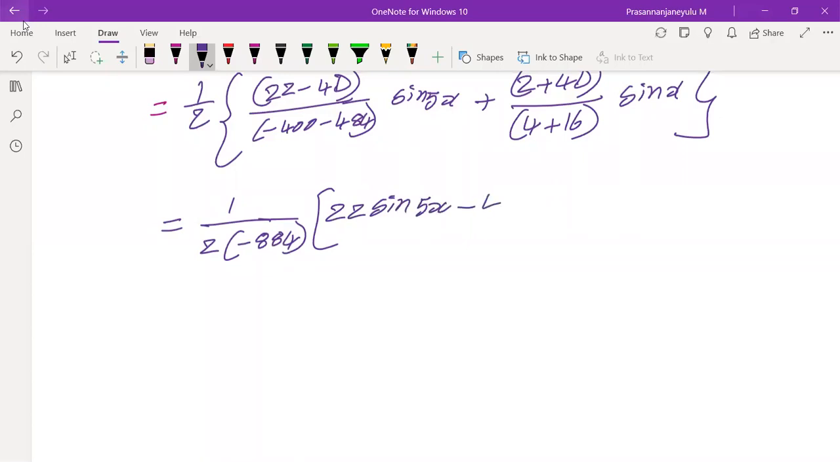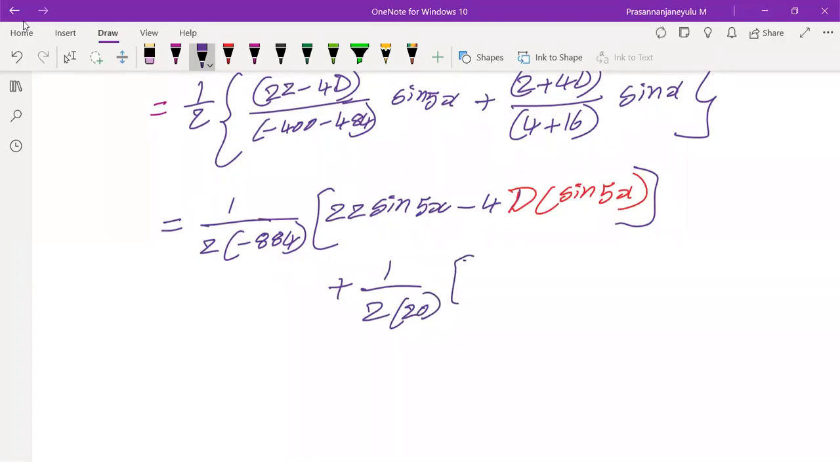minus 4 into d of, better I'll write with a different color, then you can understand, d of sine 5x. This is only the first term, plus the second term. In the same manner, we have to multiply the second term also with 2. And what is the denominator part? 4 plus 16 is 20. And the numerator, multiplying 2 plus 4d with sin x, we get 2 sin x plus 4 into d of sin x. So writing it, d of sin x. This is very important, so I mentioned it with a different color, just to remember.